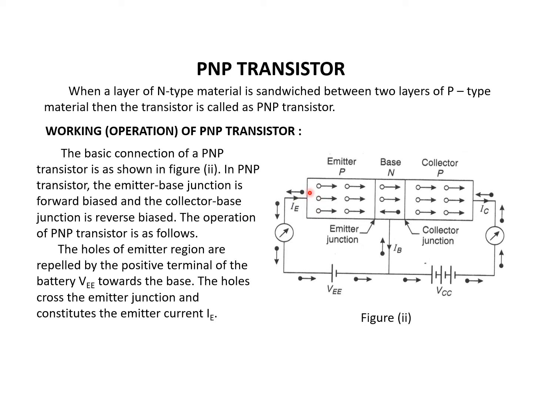As holes are considered positive charge carriers, the current that is caused by the holes is said to be hole current. Hence, this emitter current, you can see, is flowing into the transistor.